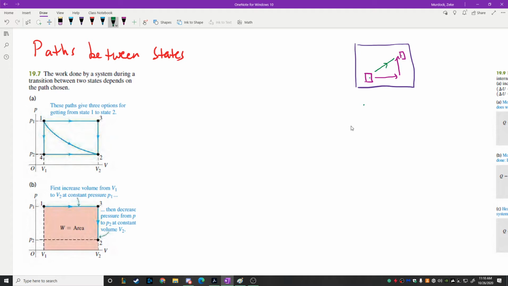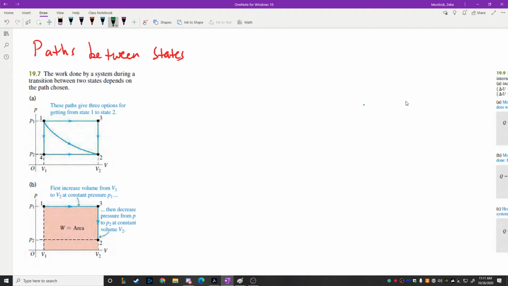The idea hopefully is simple enough that it takes more work to push an object along a longer path than it does to push an object along a shorter path. Would you agree with that statement? Okay, good. So path matters. In that case, we're talking about actual physical paths in space, in an XYZ plane, where you're moving an object.